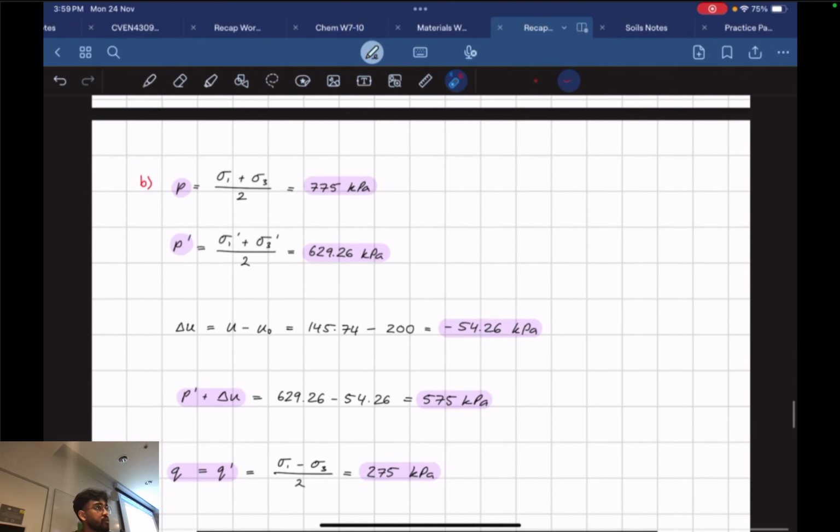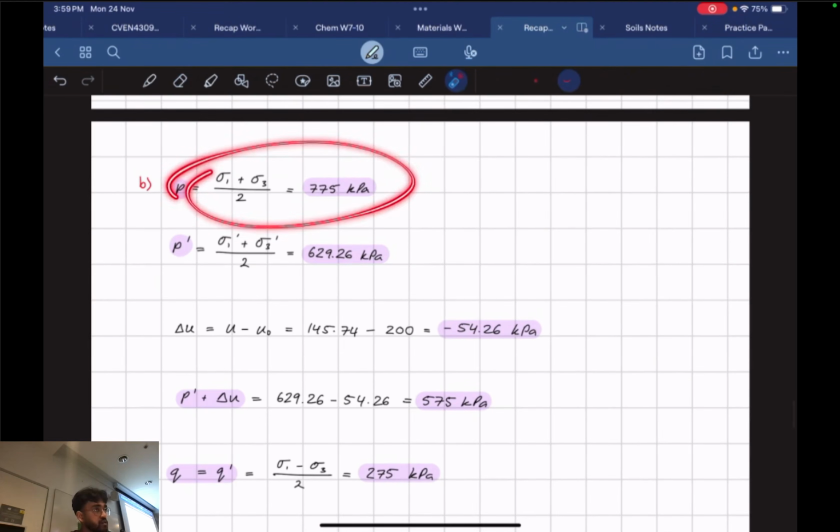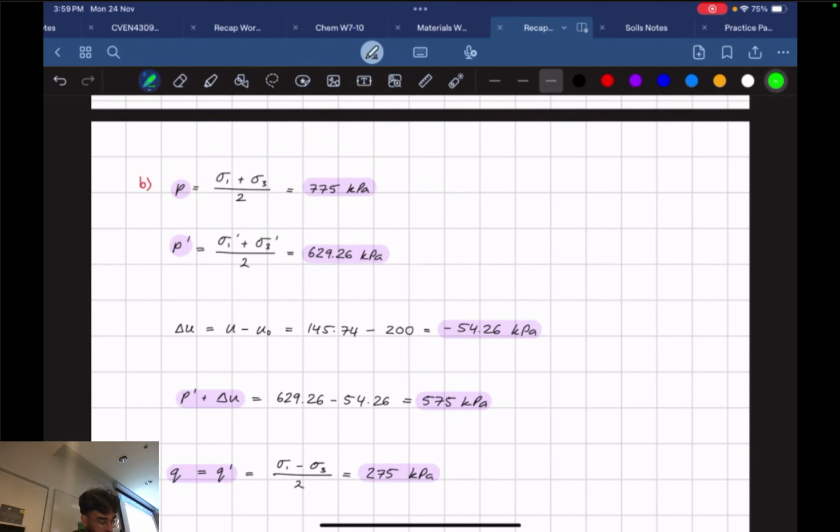So these are some key points on your graphs, right? So your first one is going to be P. The actual name for this, I forgot what the exact name for P is, but these are some of the key stuff you're going to have to find. So P, which is just the average of your stresses, then your P dash, which is the average of your effective stresses. Then delta U, so this is your pore water pressure minus your back pressure.